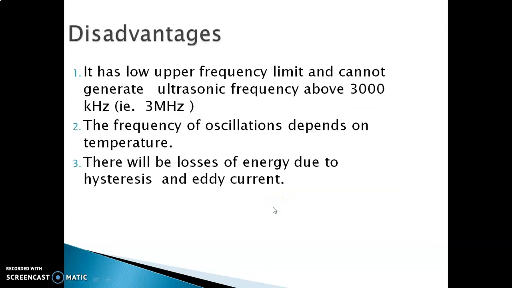Now let us see what the disadvantages of this method are. By using this magnetostriction oscillator, we can generate ultrasonic waves only up to 3 MHz frequency. Beyond that, production is not possible by using this method. That's why we adopt a second method called the piezoelectric oscillator, which we will discuss in the next class. Another disadvantage is that the frequency of oscillation depends on temperature. Then there will be losses of energy due to hysteresis as well as eddy current.